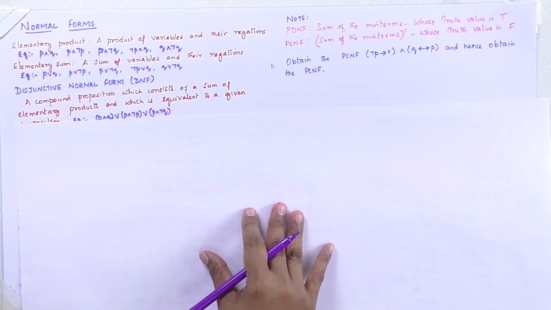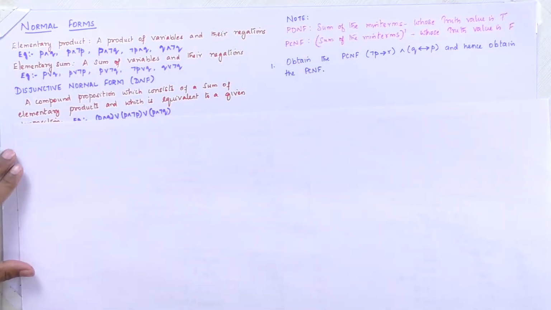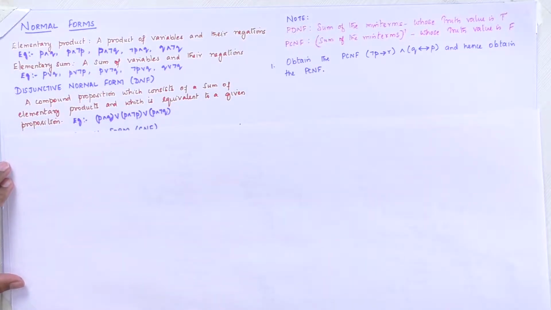Whatever proposition is given to us, if we are supposed to find the disjunctive normal form, we will have to take only the sum of the elementary products, right? Understood? Okay, next, after understanding the concept of disjunctive normal form, we have the conjunctive normal form. What does that statement say? What is the main connective here? That is and, since we have conjunction, the operator is and here. So, what does this convey? Conjunctive normal form is also a compound proposition which consists of a product of elementary sums.